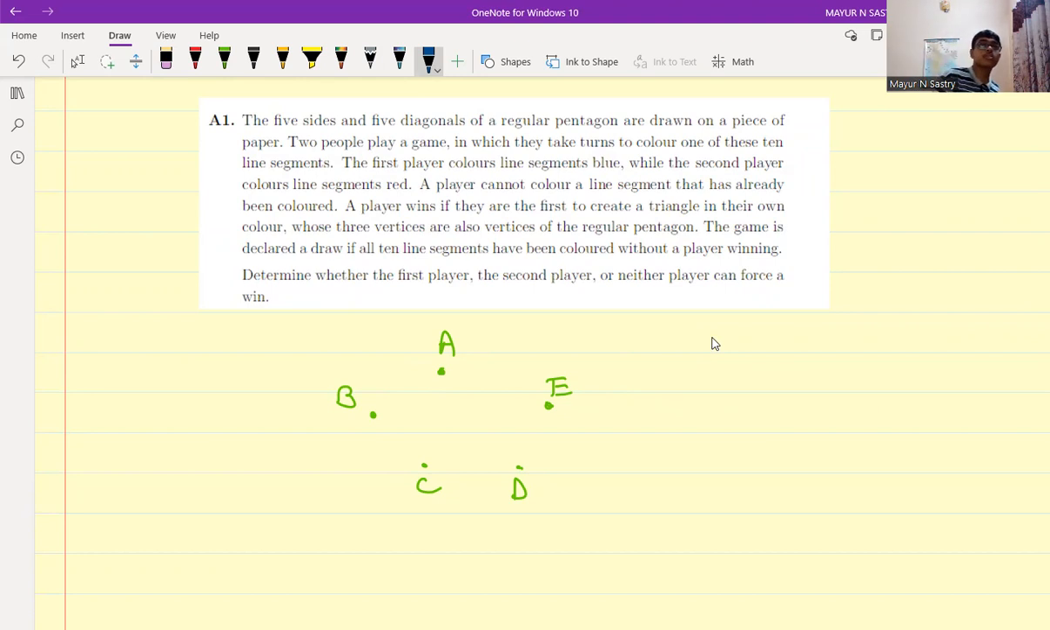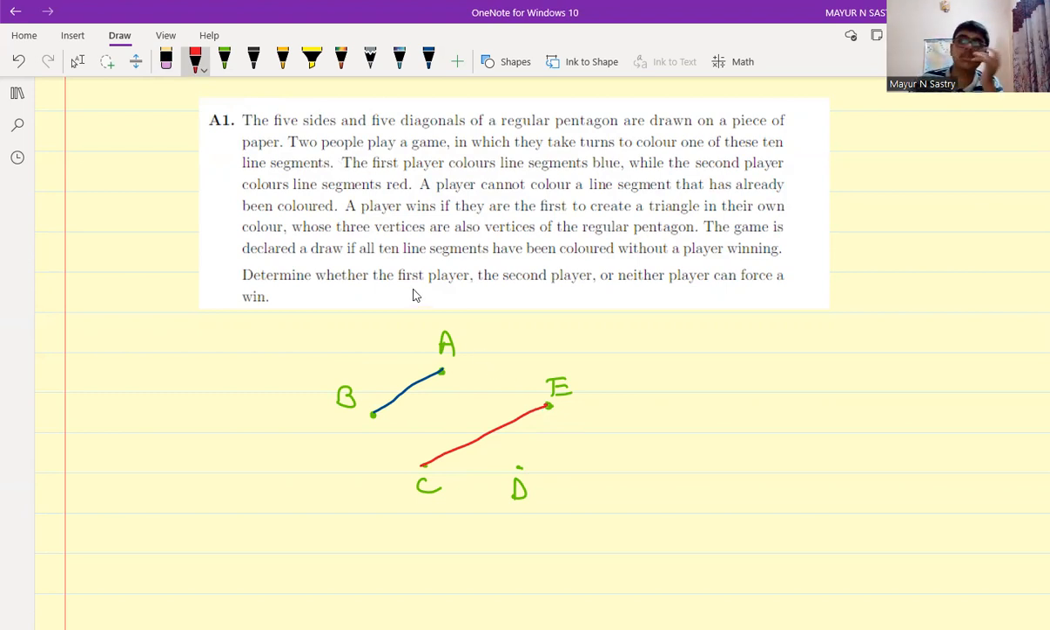So let me think of myself as the first player. I'm going to start with something, just AB, let us say. I'm playing this game for the first time, so I'm just choosing AB. Okay, let us see. The second player, let us say, chooses CE, just something random again. We don't know.